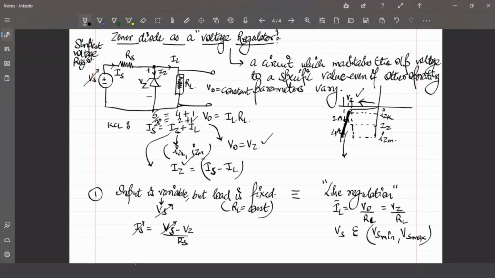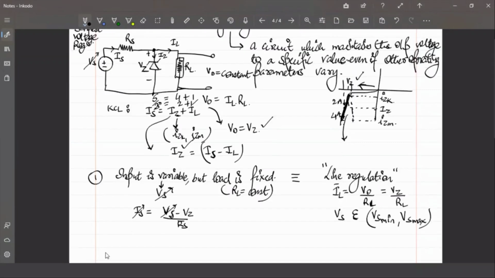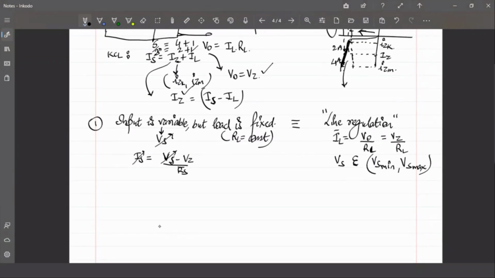In that case, regulation will be lost. Fine, so we need to determine that there should be a minimum value of Vs at which this happens. What is that value of Vs? The minimum Vs value. So for finding out what Vs minimum is, we know that Is is equal to Iz plus IL, isn't it? So I can say that IL is fixed here, this is not changing.